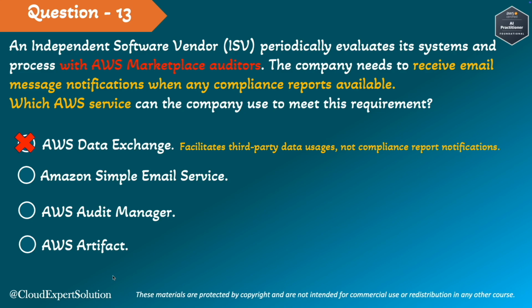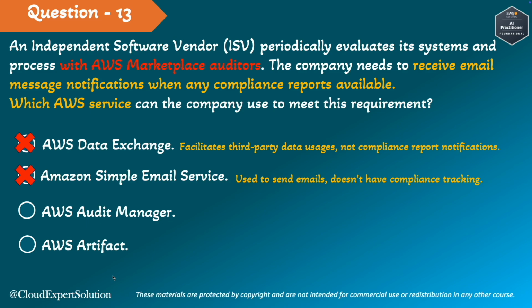This is a distractor. Since the question is asking about email message notification, people can think Amazon Simple Email Service could be the option. But Amazon Simple Email Service is used to send emails, and it does not have any compliance tracking capability. Hence, Amazon Simple Email Service is also not the correct option.